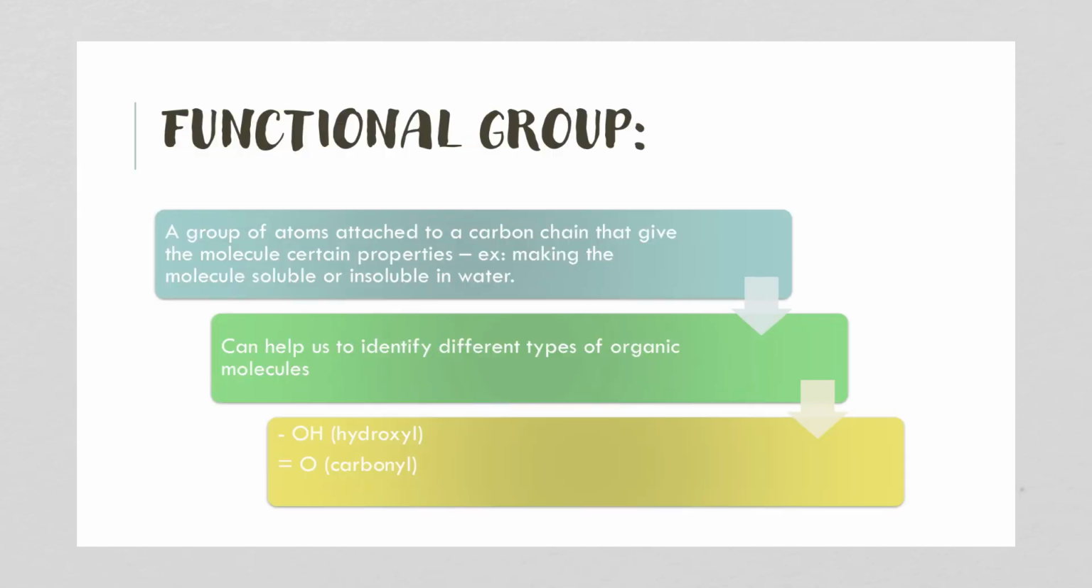So let's discuss what a functional group is. A functional group is a group of atoms that is attached to a carbon chain, and it'll give that molecule certain properties, whether it'll make it hydrophilic or hydrophobic. It may make it soluble in water or insoluble in water. It can also help us identify different types of organic molecules. When you take your organic chemistry unit, you'll learn more about all the different types of organic molecules. But 2 of the main functional groups, the ones that we'll see in carbohydrates, are the OH, hydroxyl, and the double bonded O, which is the carbonyl group.